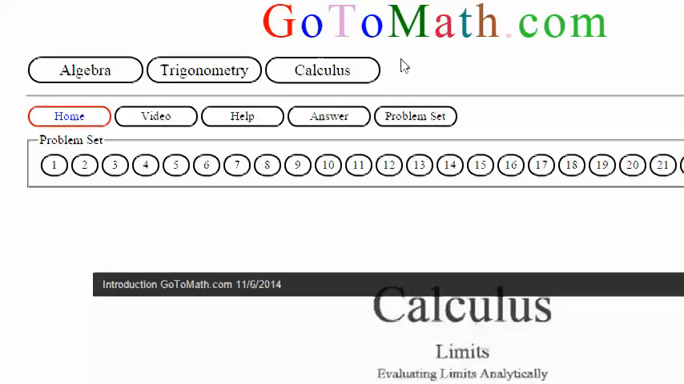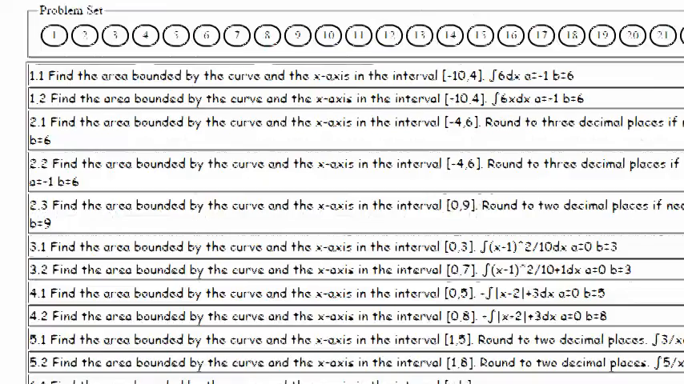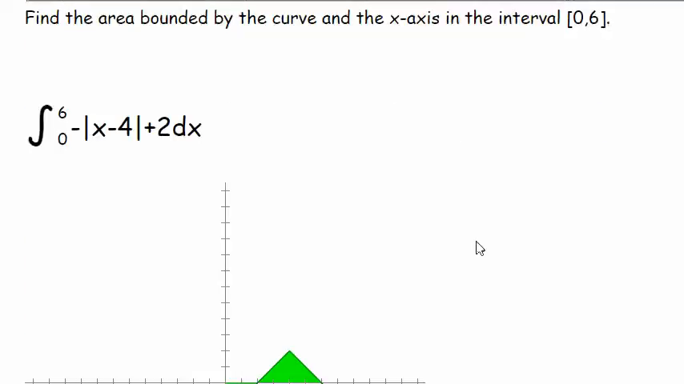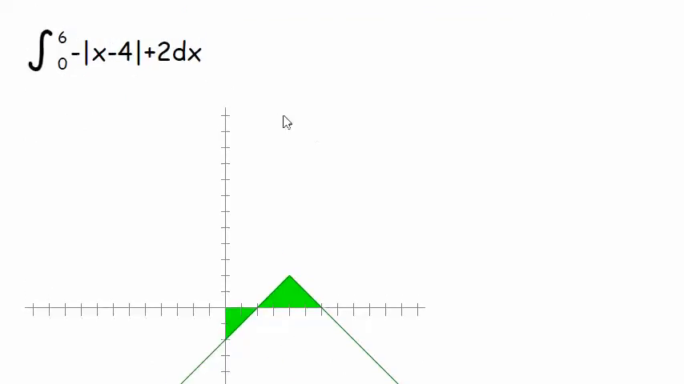We're at gotomath.com, working some calculus. Go down to area, and we're going to be doing another one of these absolute values. If you haven't seen 4.1 yet, you need to check that out really before you get to 4.2. This one here is a little bit trickier. So let's click on this one. It looks the same, but it's deceiving.